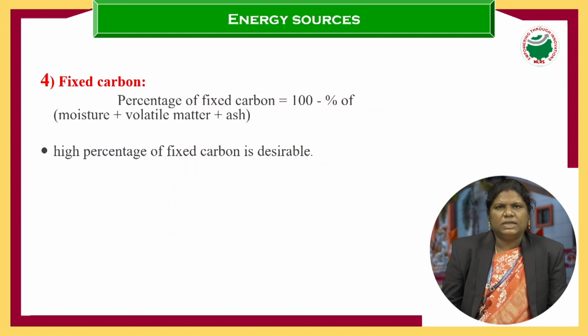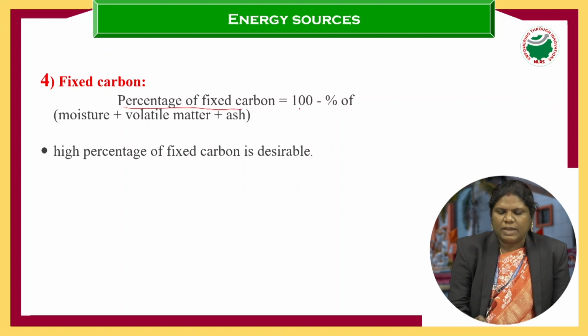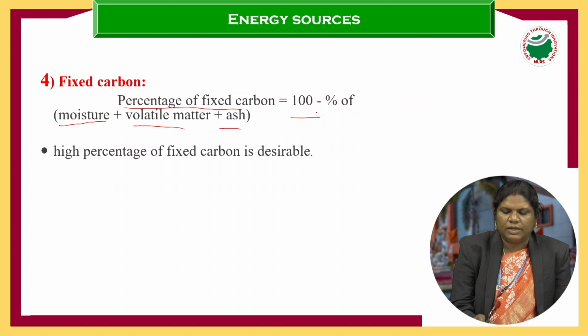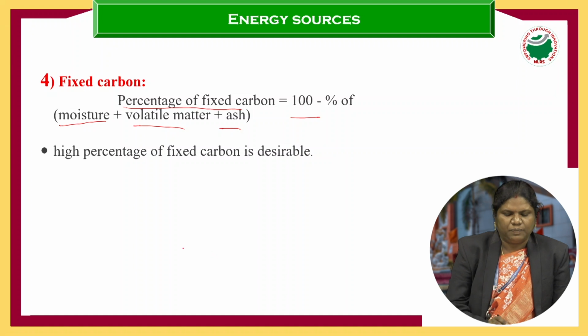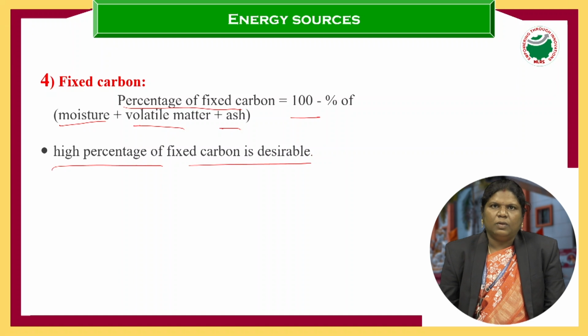Next, fixed carbon. To know the percentage of the fixed carbon, we have to subtract the percentage of moisture, volatile matter and ash from 100. This is how we will get the percentage of the fixed carbon. High percentage of fixed carbon is desirable in the coal. Okay, a good quality of coal will contain high percentage of carbon, less moisture, less ash content, less volatile matter. This is how we will do the proximate analysis.